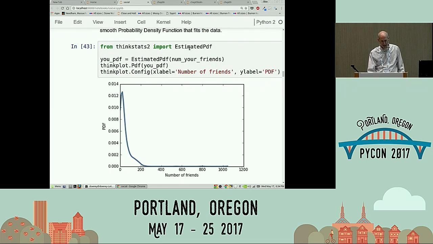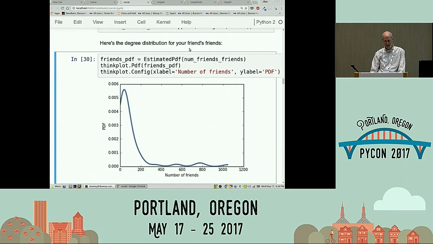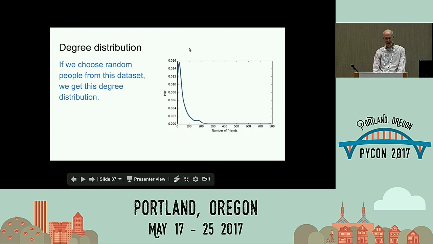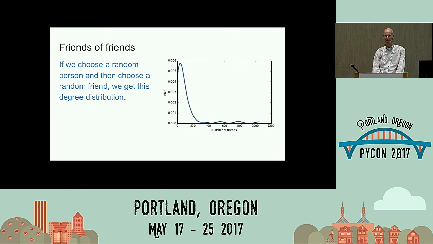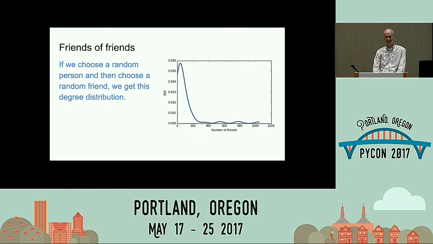Okay? And then there's some code here that does the random sampling that I talked about a minute ago, where I pick a person, and then I pick one of their friends, and then I count how many friends that person has. And if I compute the degree distribution for those people, it looks like this. Let me go back to the slide so we can do a little bit of side by side. This is totally random people. This is friends of totally random people. Random, friends of random.